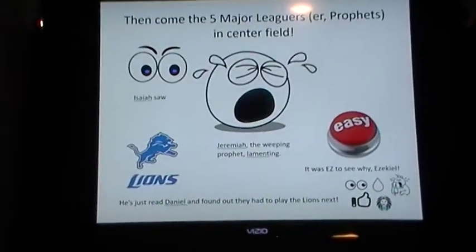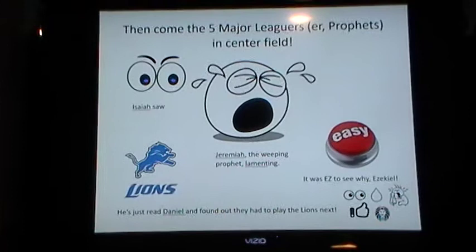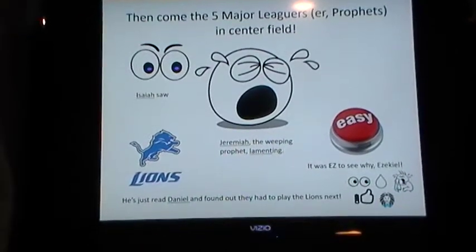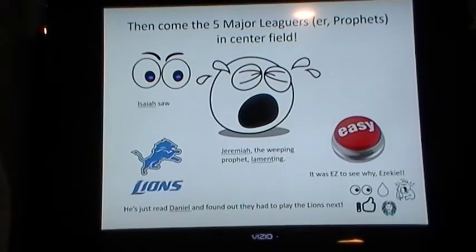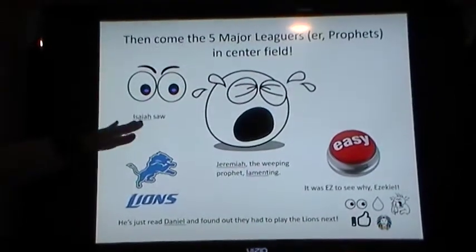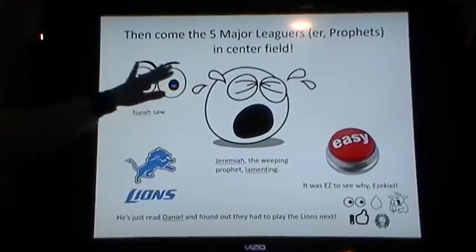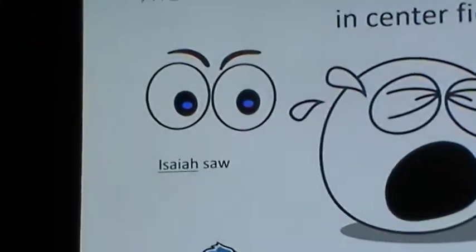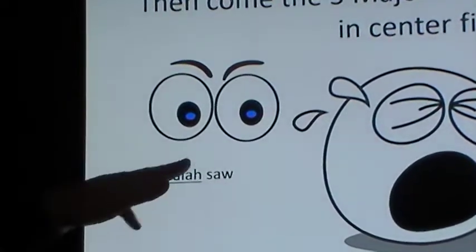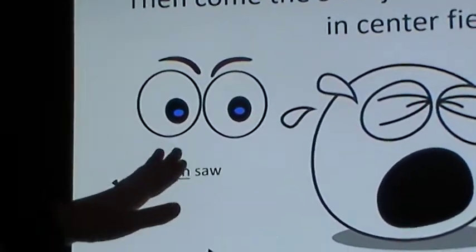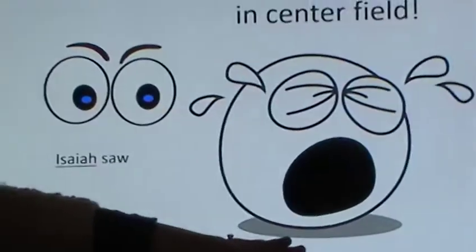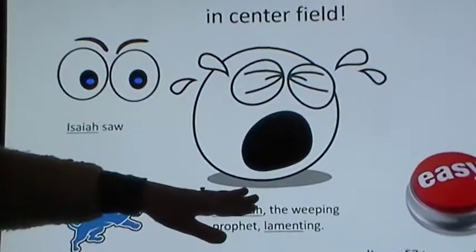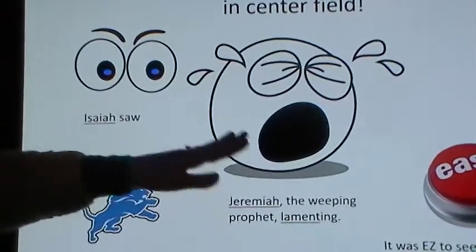All right, now we have the 5 major leaguers. These are the big books. Okay, there's 5 of them. So in the first one, we have these eyes, big eyes. Can you make big eyes? Isaiah. Isaiah. Isaiah is looking at this dude who is weeping. He's crying. He's lamenting. Okay.